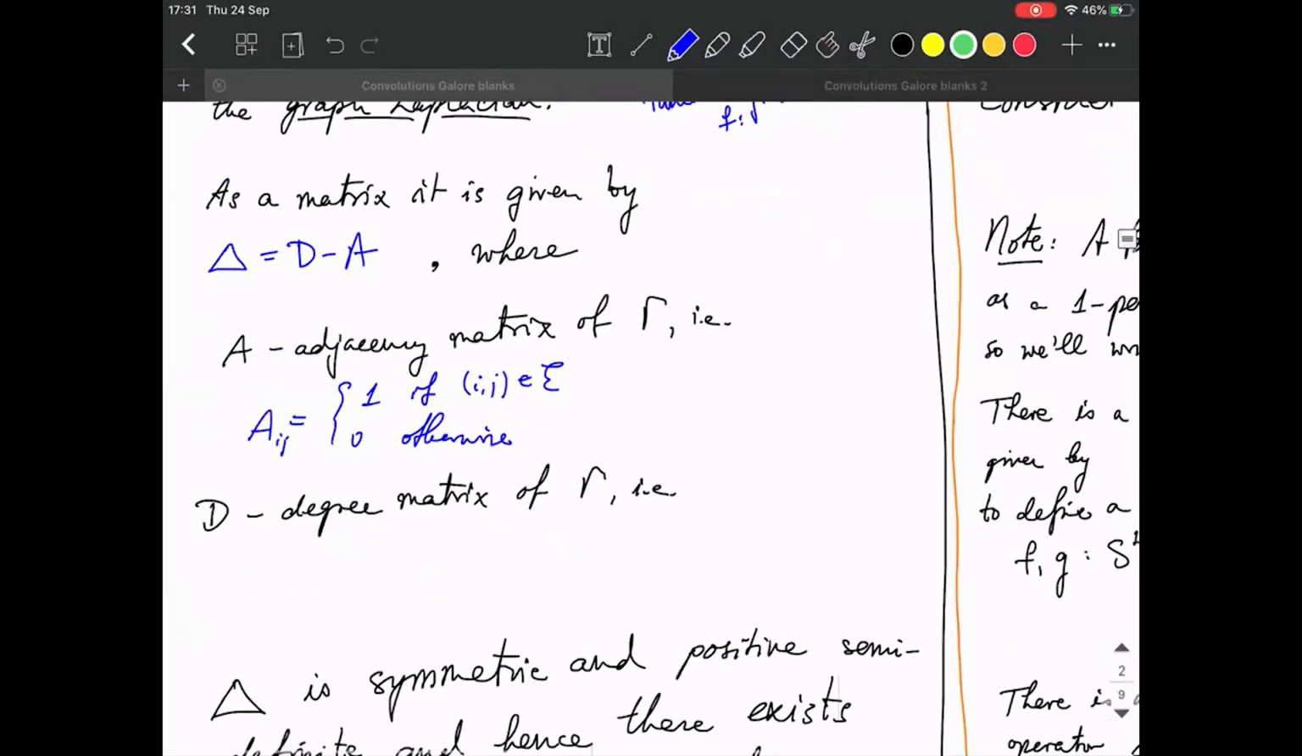And then D is the degree matrix of gamma. This is a diagonal matrix, which is the degree of vertex I if I equals J, where the degree is just the number of edges that go into that vertex, or it's 0 otherwise. Because we assume that our graph is undirected, the adjacency matrix is symmetric, right? If there's an edge from I to J, then there's an edge from J to I.